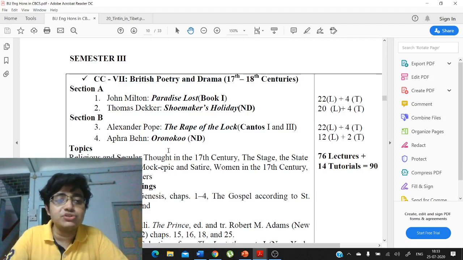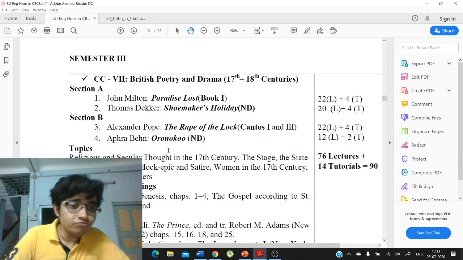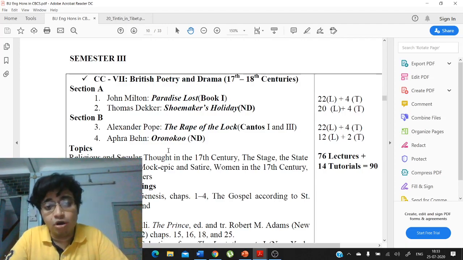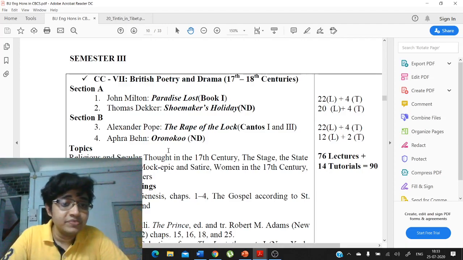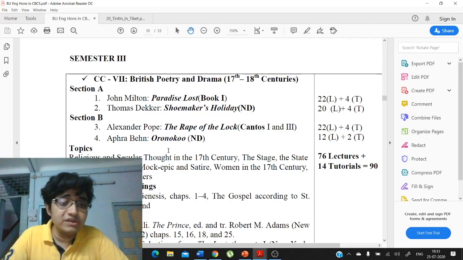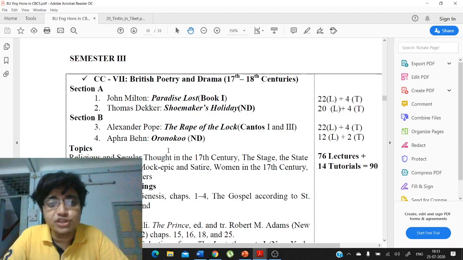You also have to study another Jacobean text, Thomas Dekker's The Shoemaker's Holiday. You also have to study Alexander Pope's The Rape of the Lock, a famous mock epic, where you study only Canto 1 and Canto 3. And of course there is another canonical text, Aphra Behn's Oroonoko, written by one of the first famous women writers, Aphra Behn. So this is the general structure of your semester 3 syllabus.